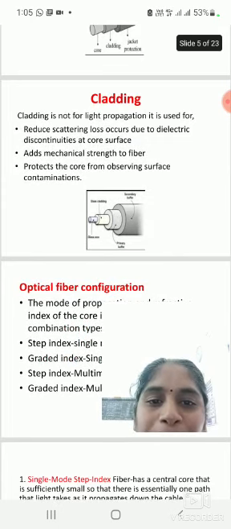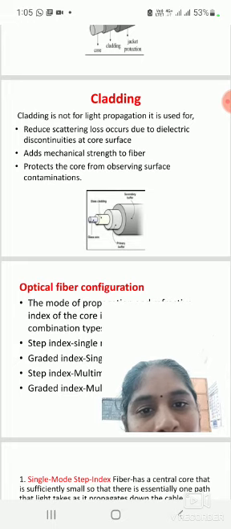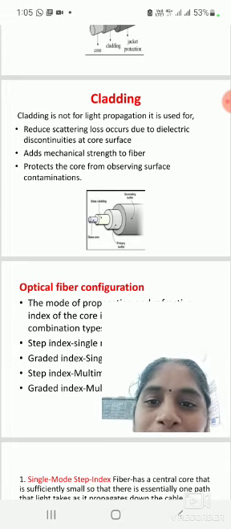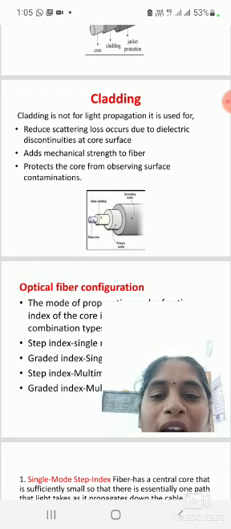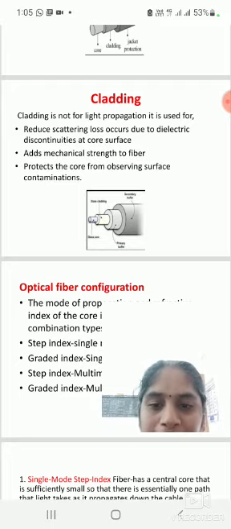Cladding is not for light propagation. It is used for the following purposes: to reduce the scattering loss, which occurs due to dielectric discontinuities at the core surface, and it adds mechanical strength to the fiber and protects the core from absorbing surface contaminations.